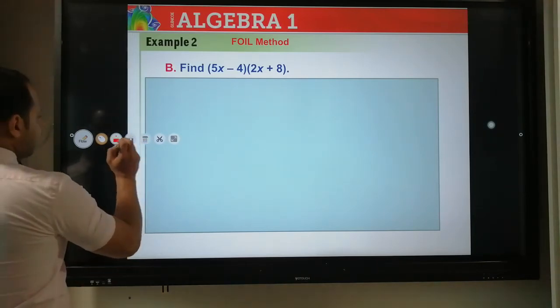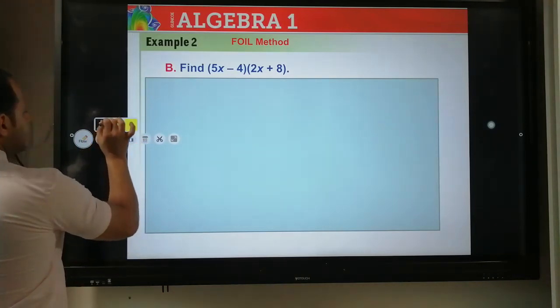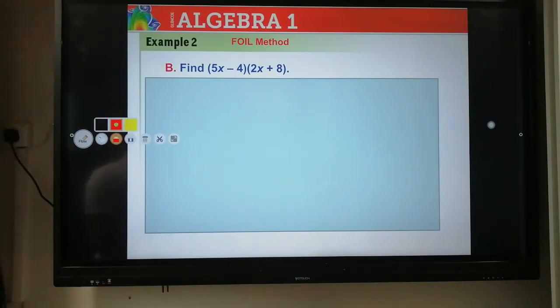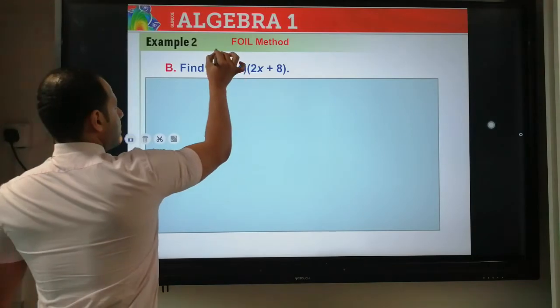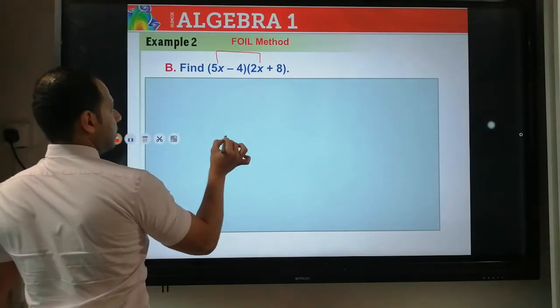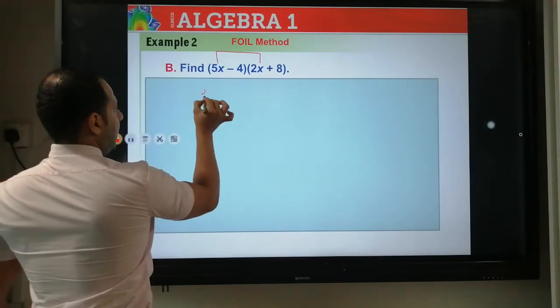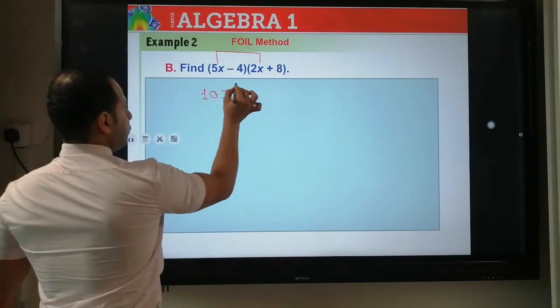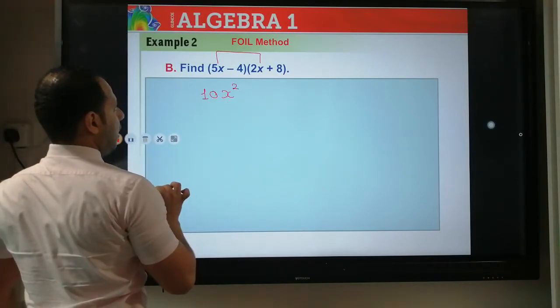Who can help me? FOIL method. First multiplied by first. So 10x power 2. And then outer.